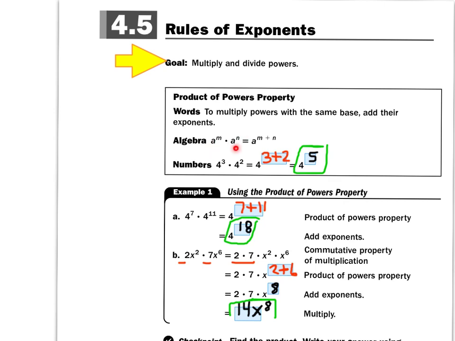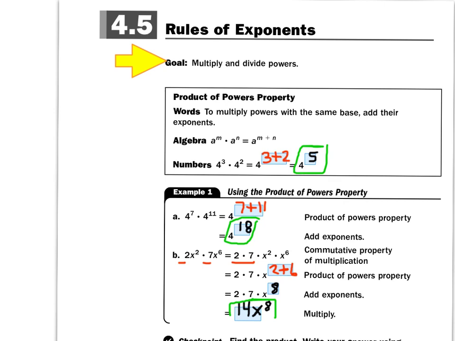Anytime the bases match, so the a's match, I copy the a, then all we have to do is add the powers. So it would become m plus n. So take a look here in numbers. 4 to the third power times 4 to the second power. Well, the bases match, so we copy the 4, and then we just add the exponents. 3 plus 2 gives us 5, so it's 4 to the fifth power.